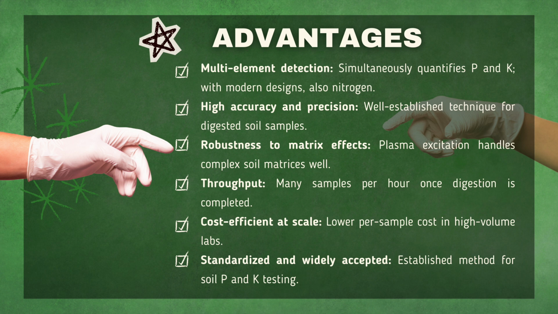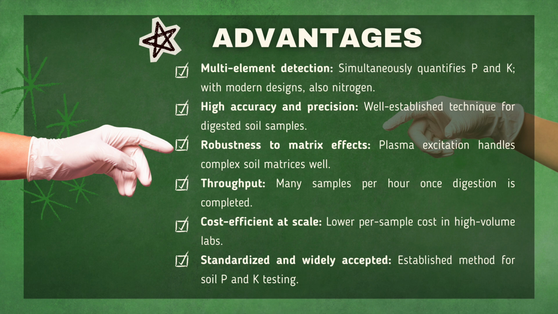First, ICP-OES provides multi-element detection. It can measure many nutrients like phosphorus and potassium in a single run, and modern systems can even handle nitrogen. This saves a lot of time compared to running separate tests for each element. Second, it offers high accuracy and precision. Because the samples are digested and fully dissolved, the instrument can quantify elements very reliably, which is why ICP-OES is widely accepted in soil laboratories.